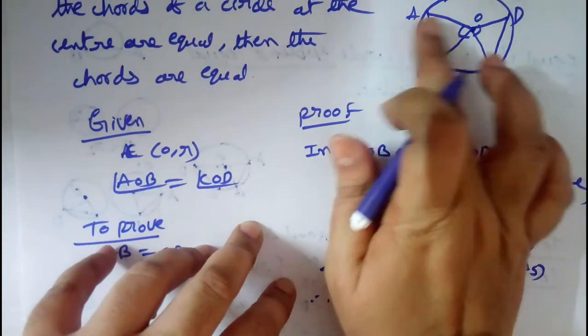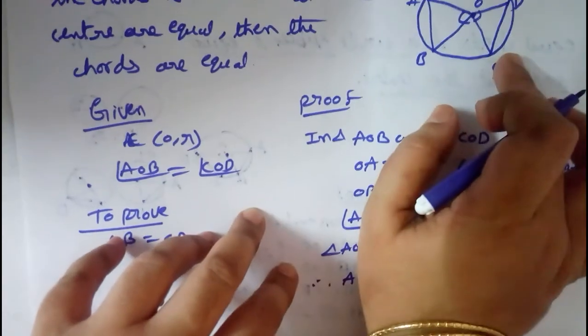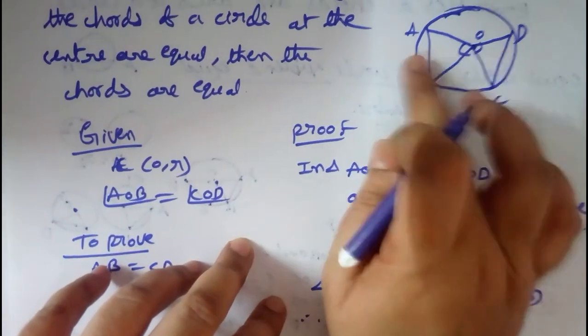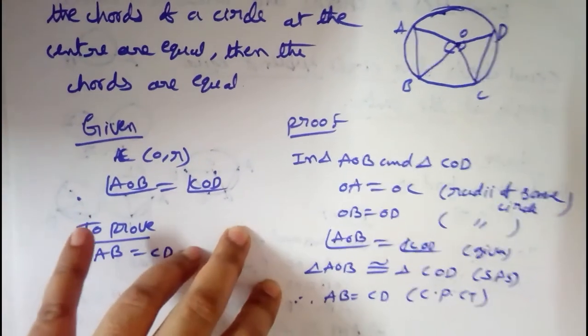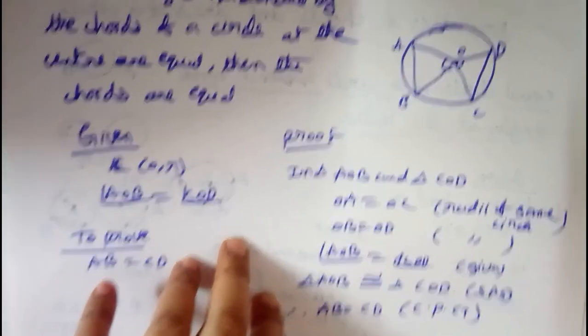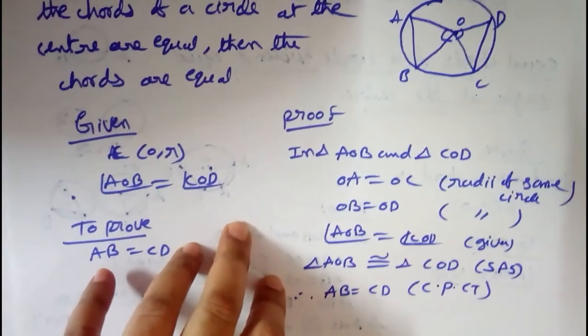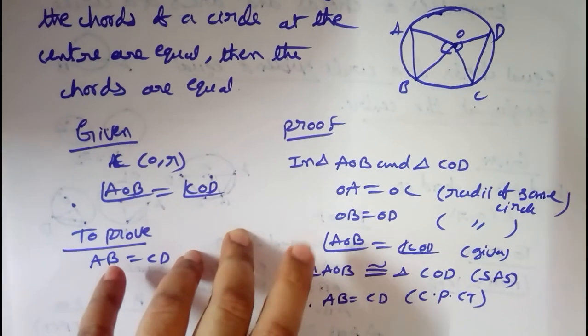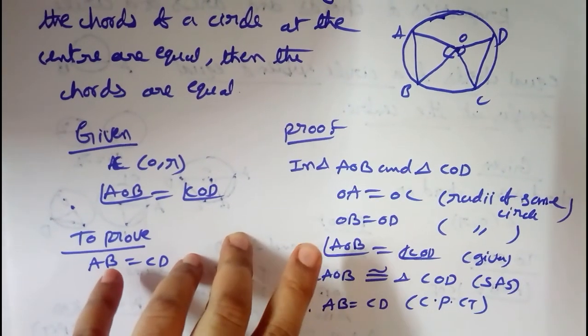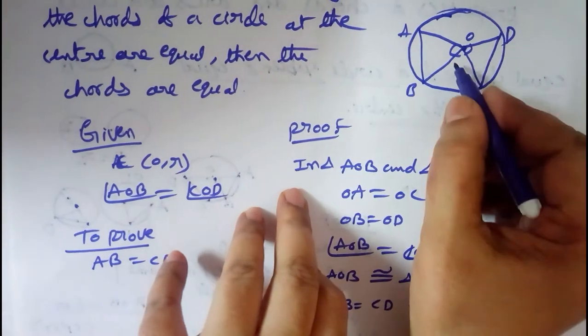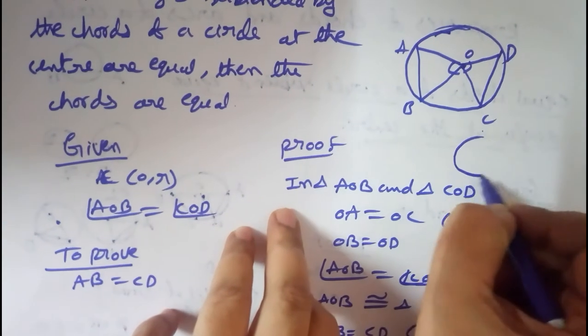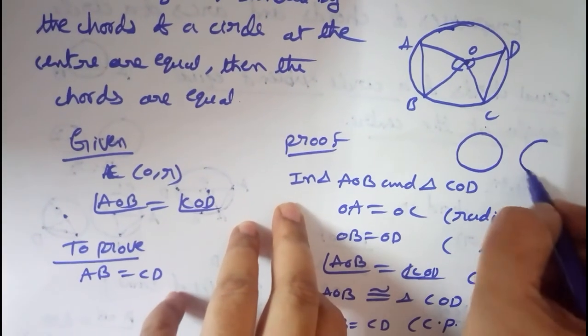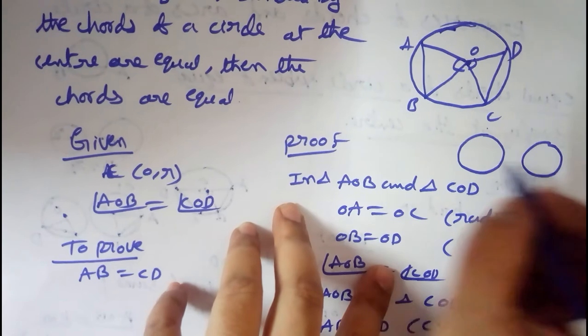If the angles subtended by the chords at the center are equal, then the two chords are equal. This can be proved in one circle, or in two congruent circles also we can prove. The circles are two congruent circles.